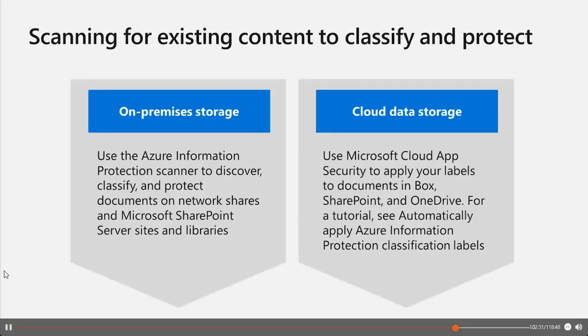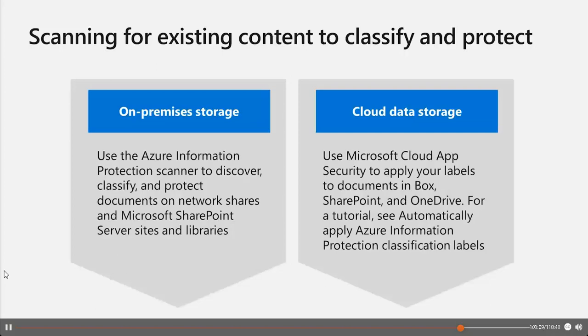Let's focus on the scanning process for existing content, data at rest, to classify and protect. We have both scenarios. We have the on-premises storage, where we can use the Azure Information Protection Scanner to discover, classify, and protect documents on network shares and Microsoft SharePoint server sites and libraries. Then we have the cloud data storage. For this scenario, we use Microsoft Cloud App Security, for example, to apply labels to documents in Box, SharePoint, OneDrive, all of that stuff that's available in that case.